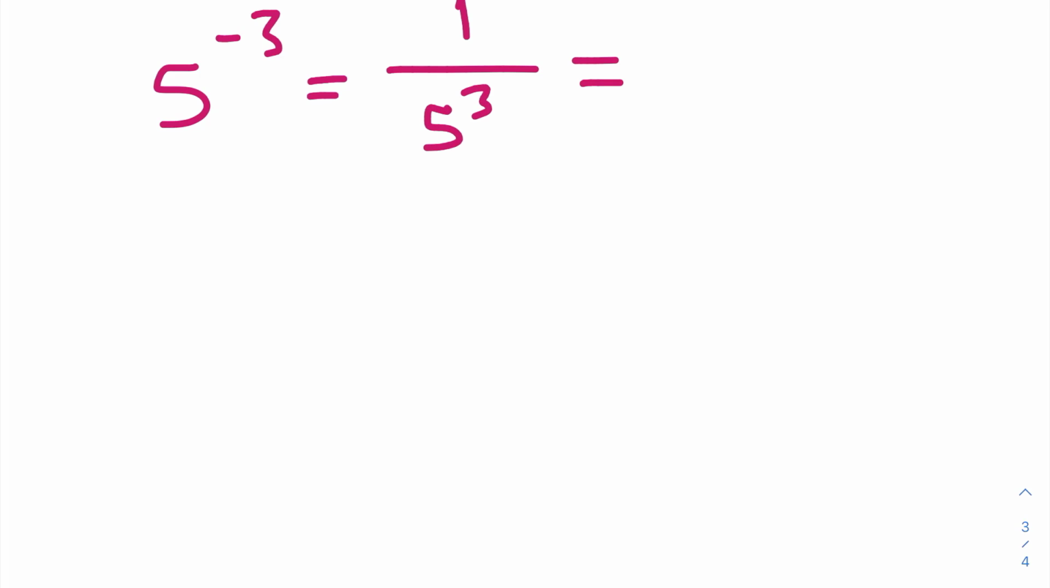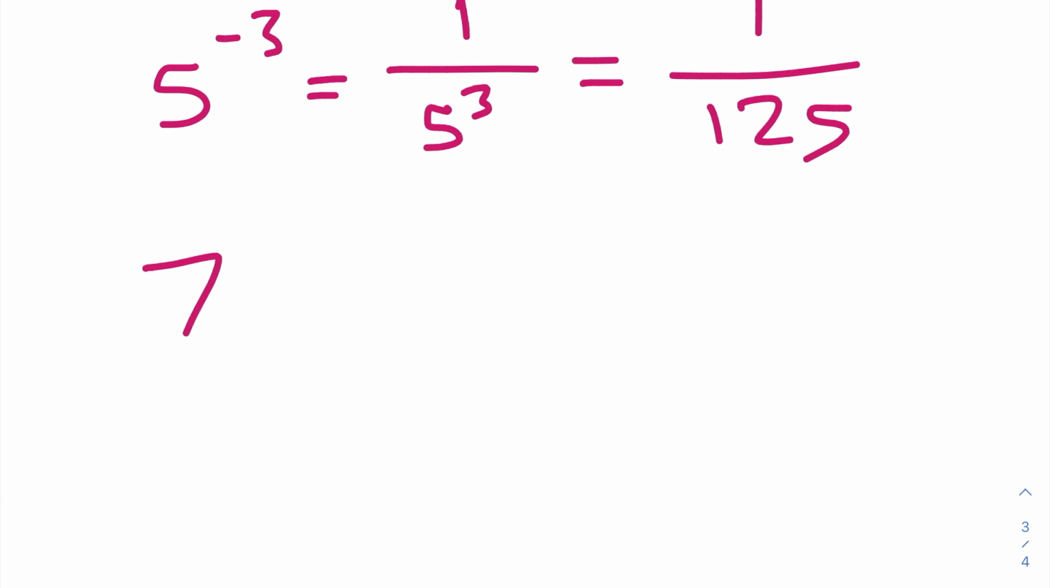So basically, let's do another example, 5 to the power of negative 3. When we see this negative 3, we think to take the reciprocal of 5 to the power of positive 3, which is 1 over 125.